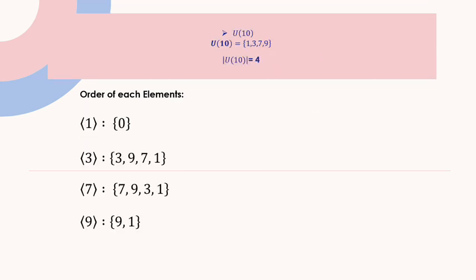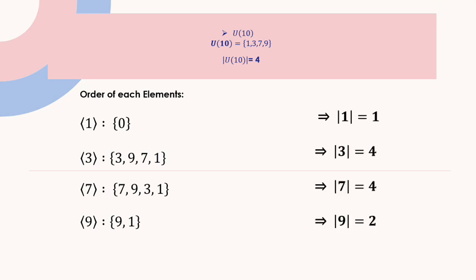Let's proceed to another page. U of 10. The elements of U of 10 are 1, 3, 7, and 9. Therefore, the order of U of 10 is equal to 4. By definition, the number of elements of a group is called its order. For now, let's proceed to the order of each element.